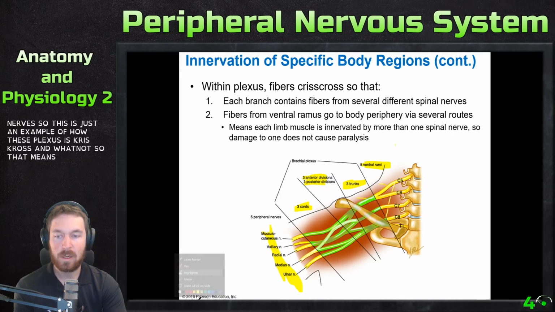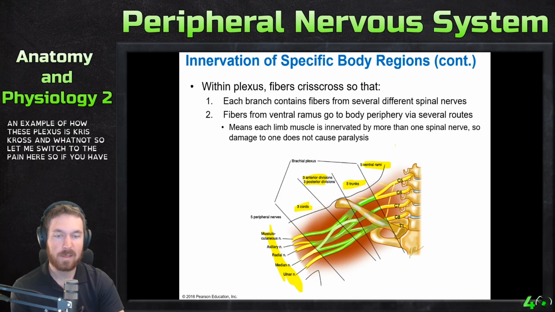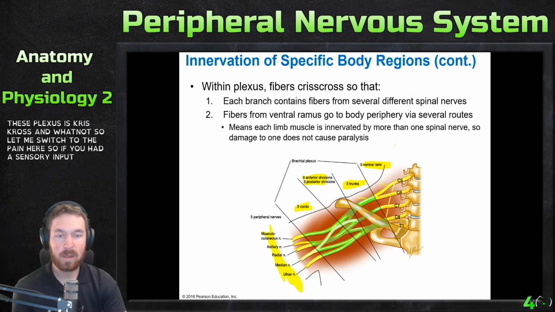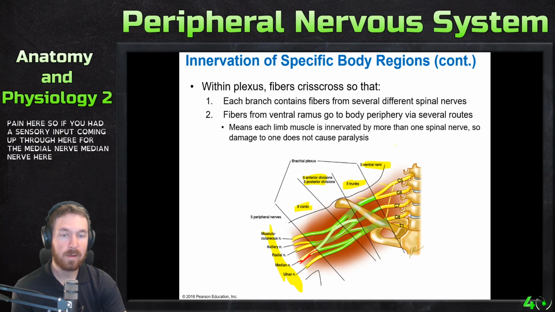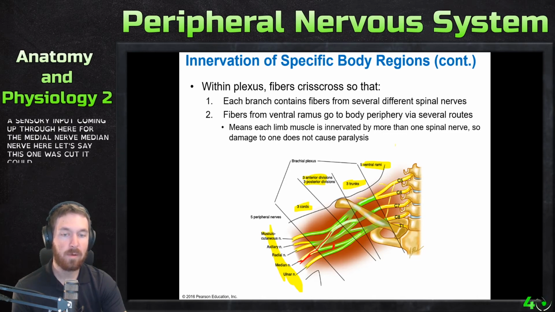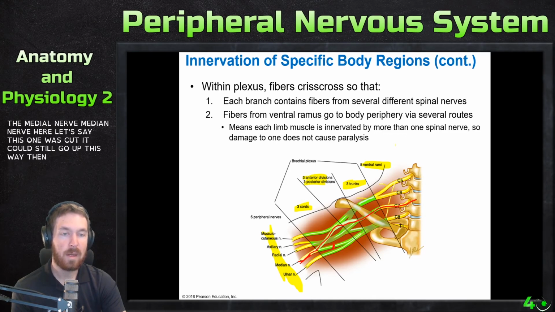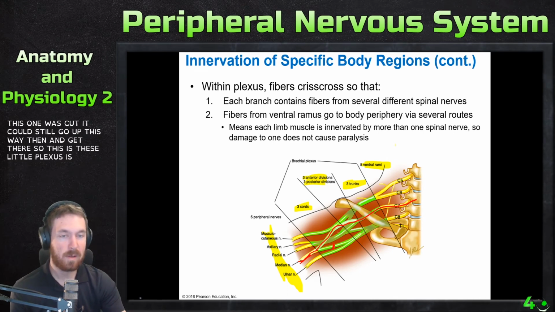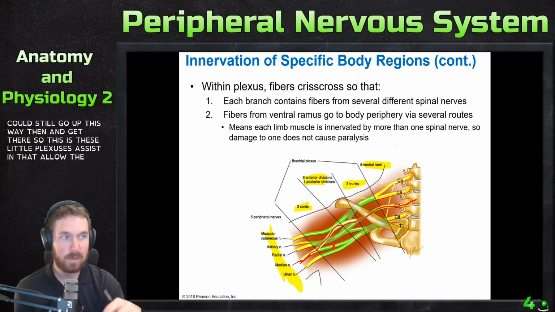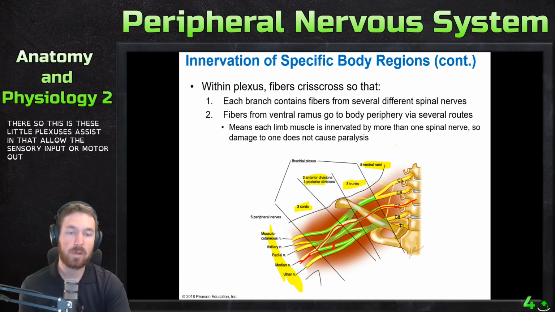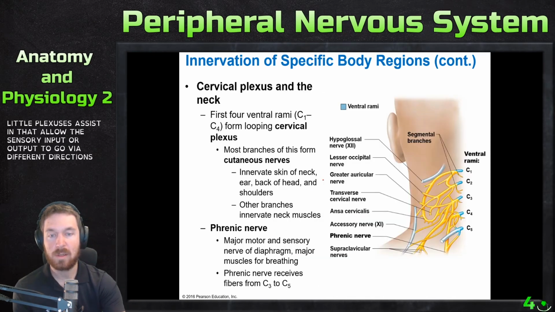So let me switch to the pen here. If you had a sensory input coming up through here for the median nerve, let's say this one was cut, it could still go up this way and get there. So these little plexuses allow the sensory input or motor output to go via different directions.